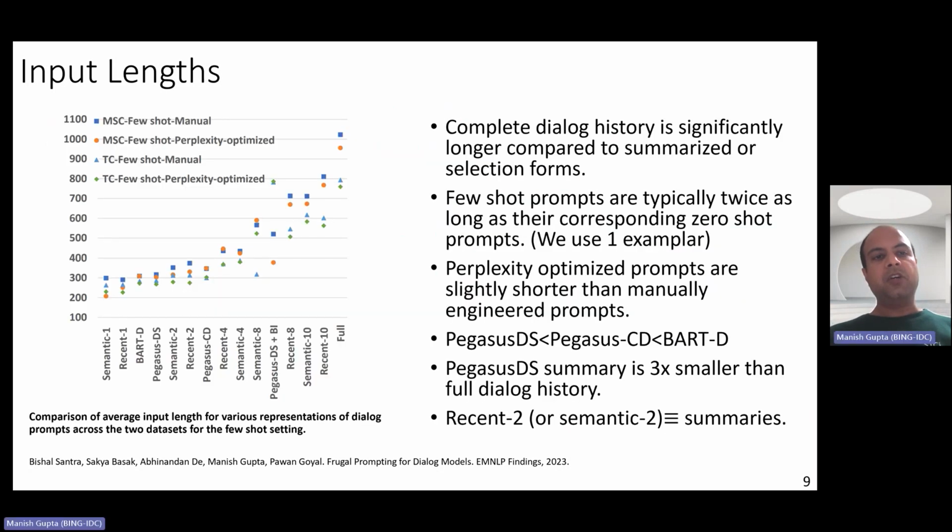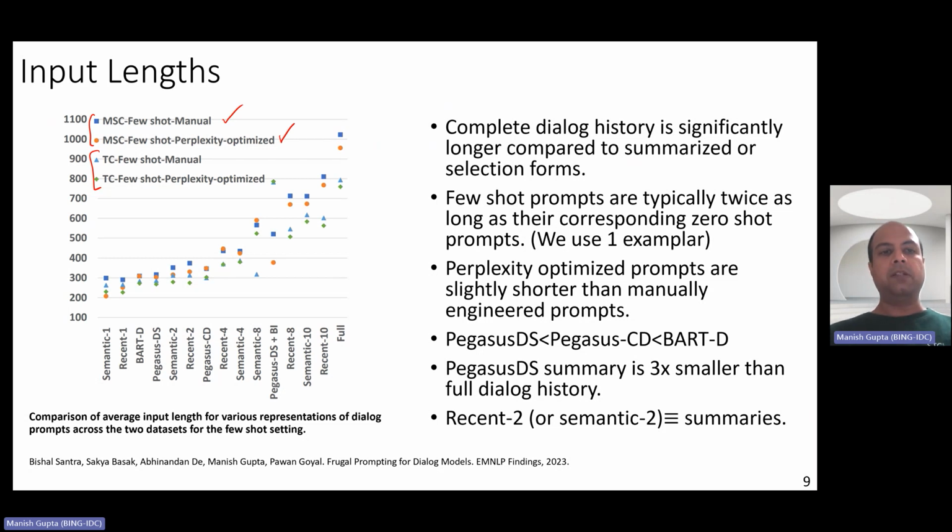Okay, so let's talk about how the typical input lengths look under these data sets. Remember we have different settings. First of all, we have 2 data sets, so there are 2 curves for MSC and 2 curves for TC. Remember, we also have manually engineered and perplexity optimized prompts. So we have four plots here.